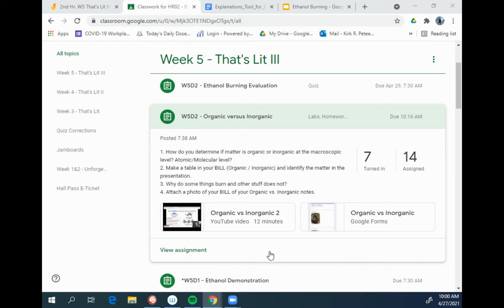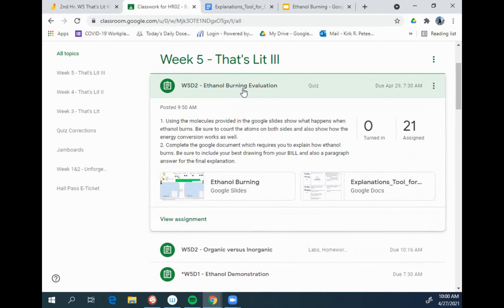This particular evaluation is worth a test grade, so it is a substantial assessment, and it will definitely help you if you put your time and energy into it. It can help your grade because it's not your standard quiz, but you have time to work on it and also get some feedback from me as well. So let's open that up and take a look at that and see what we're going to do.